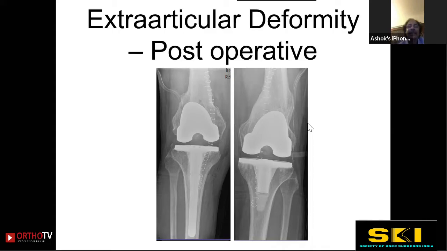Right. Yeah, that's great. Sharon, Ashok, I presume you didn't use navigation. Did you use navigation for this?